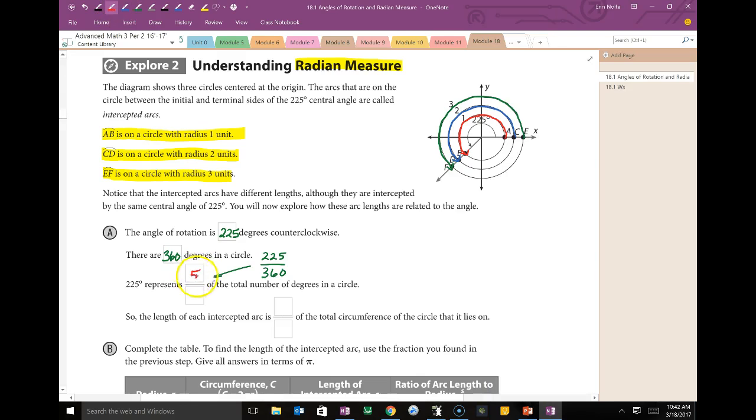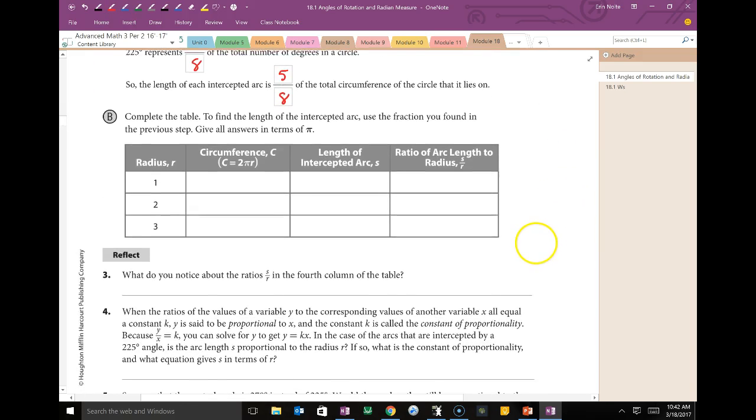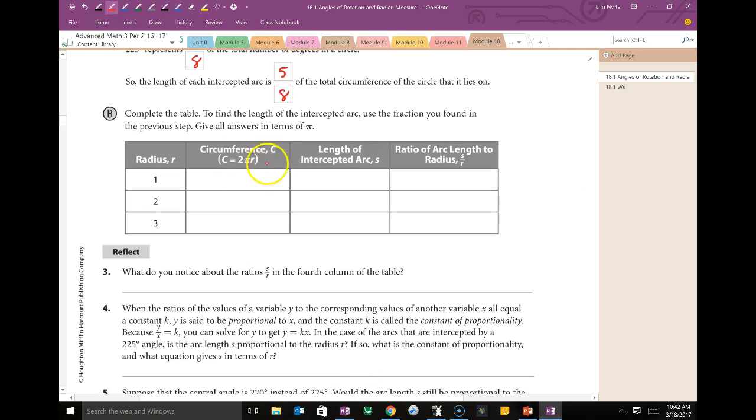Okay, so 5/8, as opposed to going all the way around. So the arc length of the intercepted arc is a total of 5/8 of the total circumference of the circle. Okay, so here's a little exploration. So if we figure out how to find circumference, I hope you remember that circumference of any circle is 2 pi r. So for our first circle with a radius of 1, we'd have 2 pi times 1, which you would agree would be 2 pi.